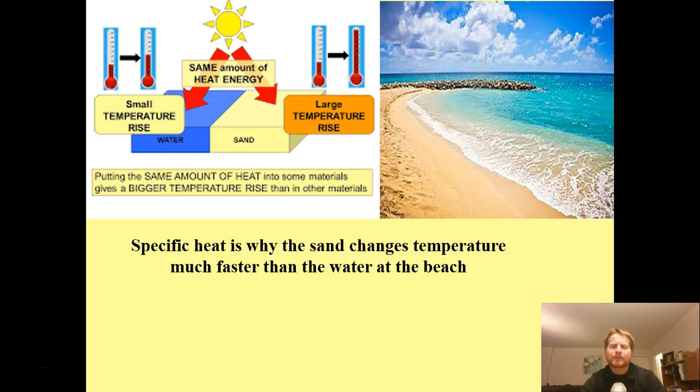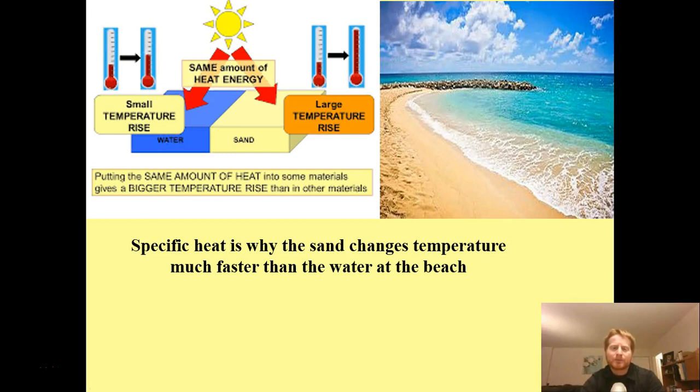So they both have the same amount of heat applied to them, the water and the sand, but the sand has a low specific heat, a low capacity for how much energy it takes to heat it up, so it climbs in temperature dramatically. Whereas the water has a very high specific heat, so the same amount of heat applied to it is actually going to make it not climb that high in temperature. So it's a unique property of water that it has a very high specific heat.